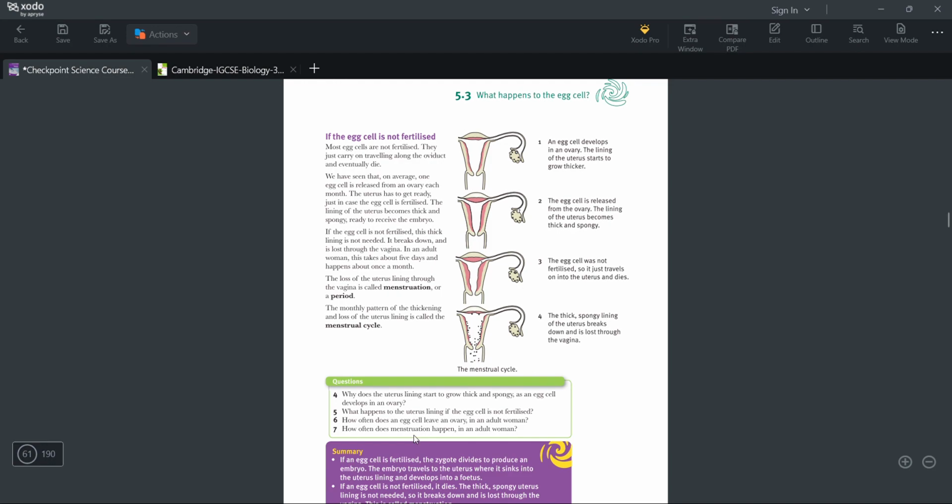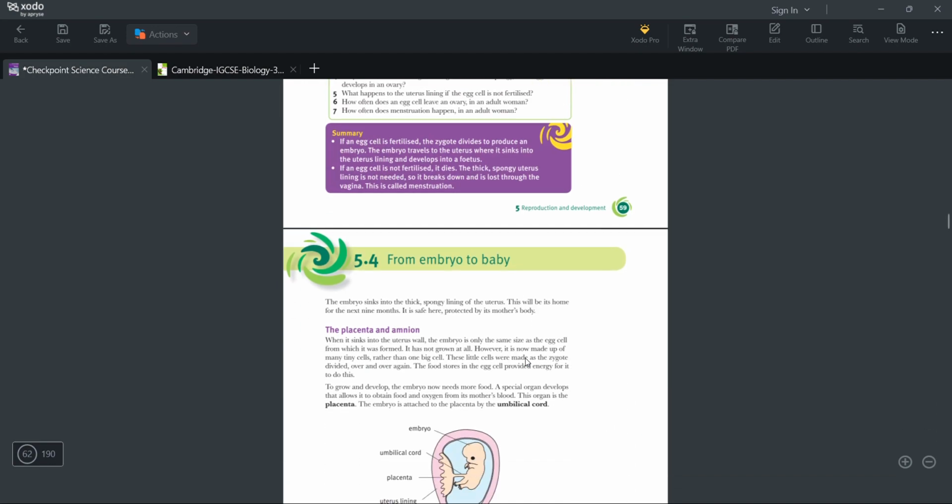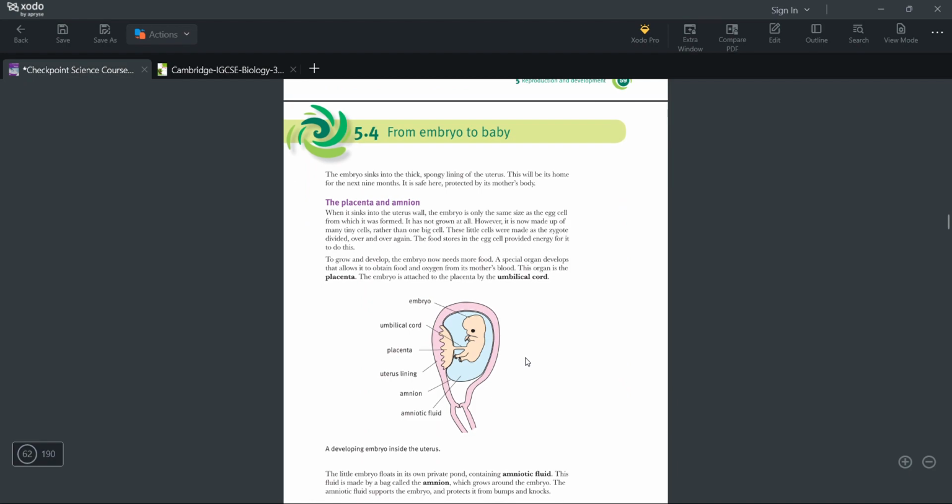How often does menstruation happen in an adult woman? The same. So it's about 28 days. How often does it happen? It happens every 28 days. The period over which menstruation happens can be a bit more variable, but the cycle sort of repeats itself every 28 days. Okay, now let's have a look.